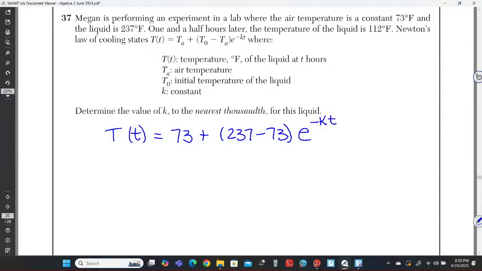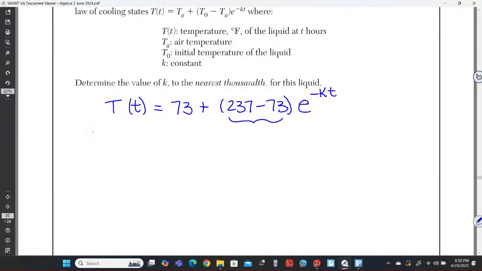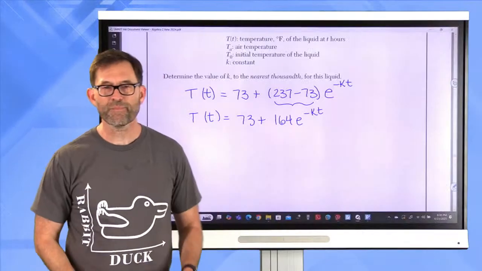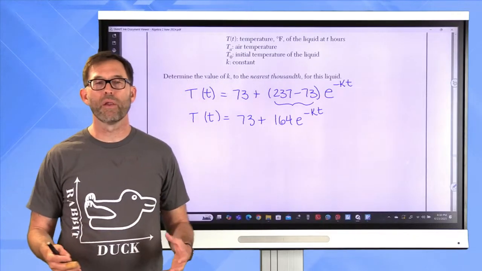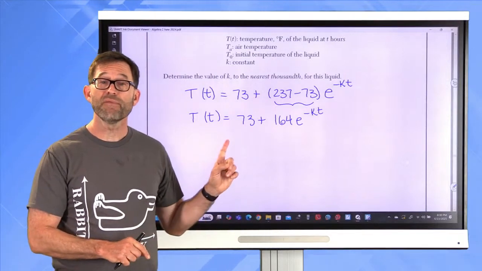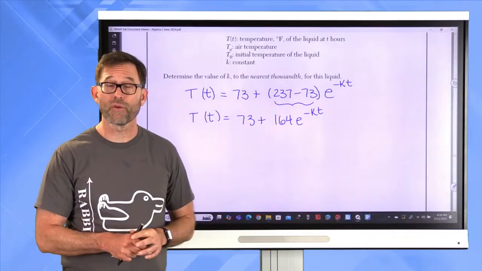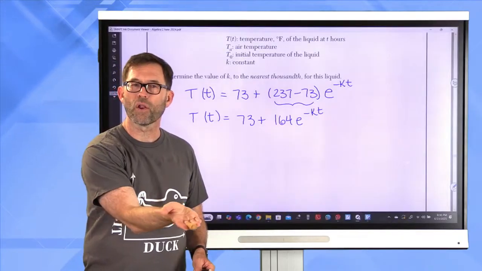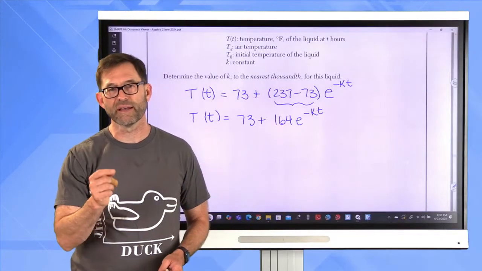Now, one thing that I would definitely suggest in a problem like this is don't leave this number like that. That's just silly. So I actually do the subtraction, and you get 73 plus 164 e to the minus kt. So that is our cooling model so far. And by the way, just like what we had in the other problem, 73 is a horizontal asymptote. In other words, the temperature is going to be cooling down and leveling off, getting closer and closer to 73 degrees as it cools down.